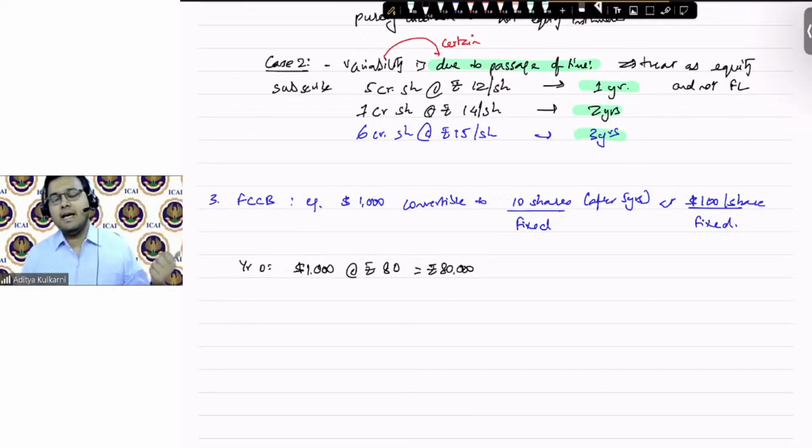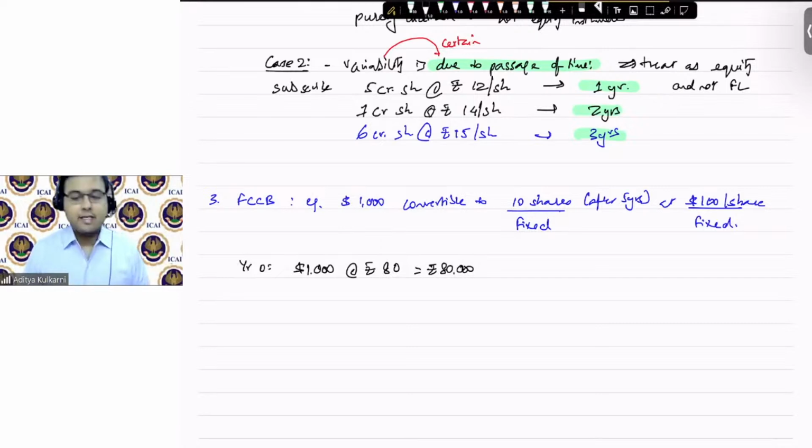For example, he has purchased a convertible bond worth $1,000. Then each $1,000 worth of FCCB entitles you to 10 shares of Infosys, issued at an option at a price of $100 per share. So this is what we call FCCB. Suppose in year 0, the bond is worth $1,000. Exchange rate is 80. So therefore it comes to 80,000 rupees.